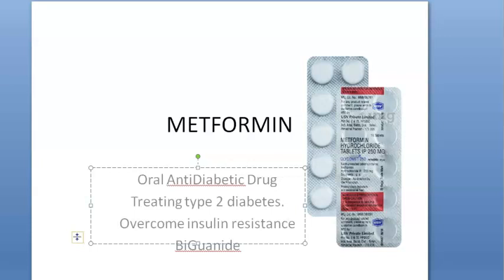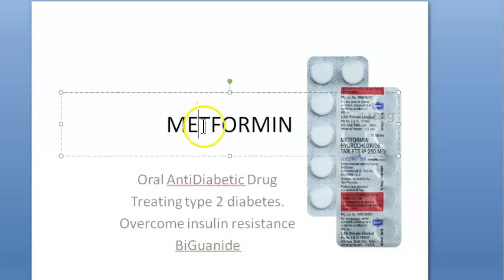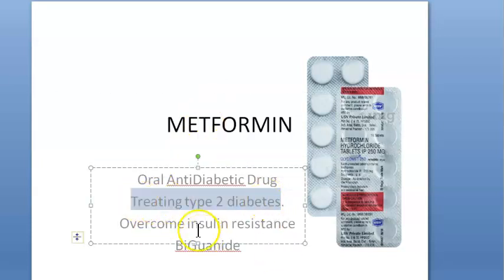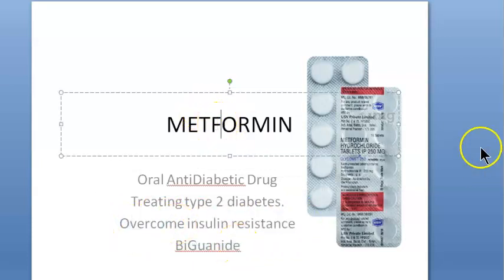Focus people, this metformin topic is very important because it is so widely in use and it is available in many combinations, okay, with other drugs. So it is used to treat type 2 diabetes. Which diabetes? Type 2 diabetes mellitus, not type 1. Because type 2 diabetes mellitus has insulin resistance. To overcome that insulin resistance, you are prescribing metformin.